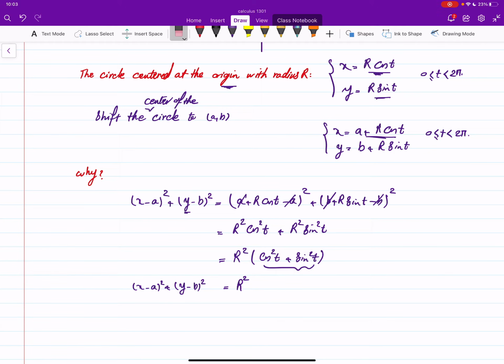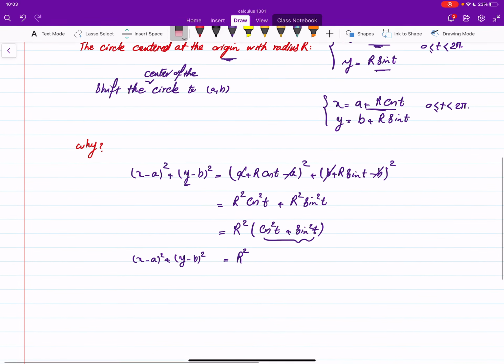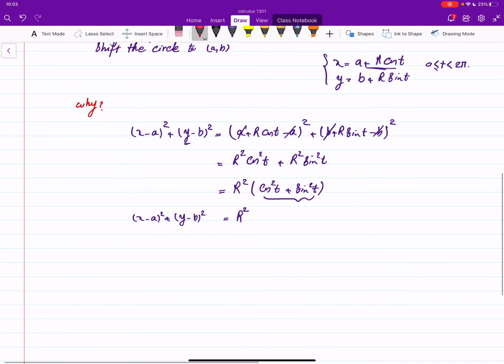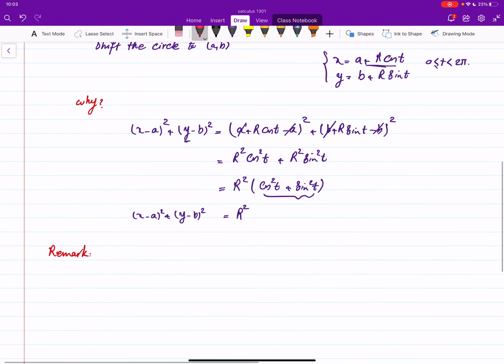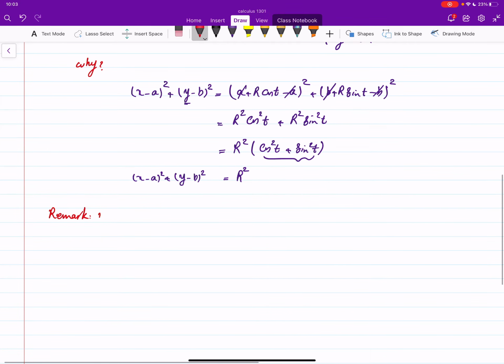Okay, so that gives us the general standard parametrization for our circle. But the important thing is, remark, we have other parametrizations. This is just one of many parametrizations for the circle.